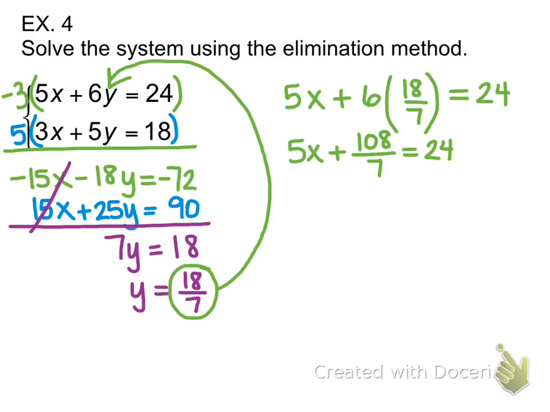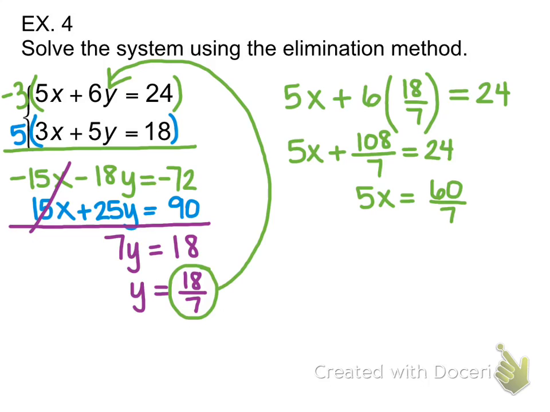Now don't let the fractions scare you. We're going to let our calculator do the work. So we know we need to subtract 108 over 7 from 24. Just type that into your calculator: 24 minus 108 over 7, and then change it back to a fraction. Hit Math, enter, enter. When you do that, you should get 5x will then equal 60 over 7.